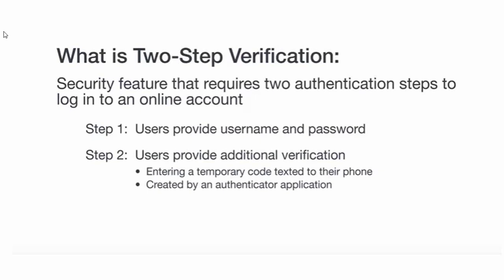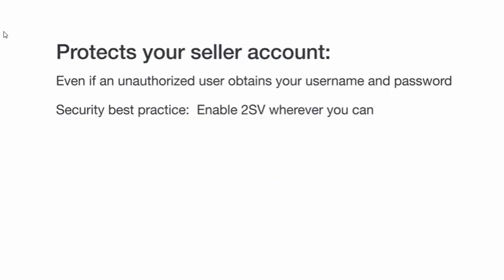So, what is two-step verification? It is a security feature that requires two authentication steps to log into an online account, such as step 1, users provide username and password, and step 2, users provide additional verification. 2SV protects your seller account even if an unauthorized user obtains your username and password.